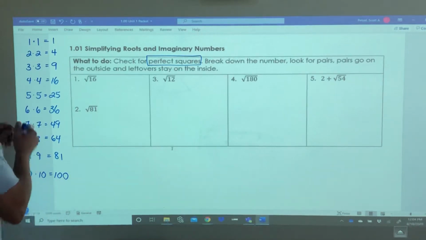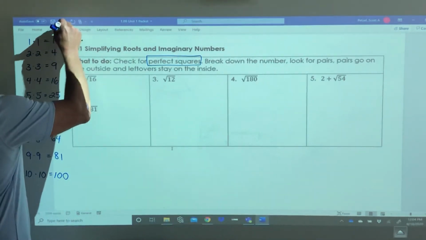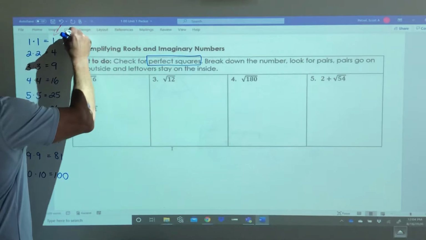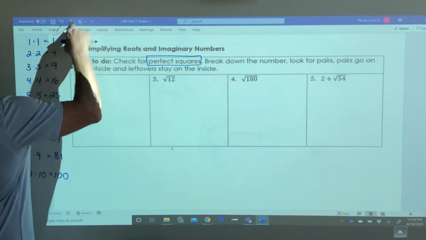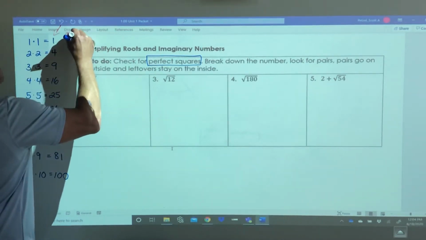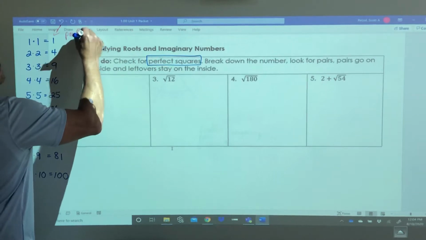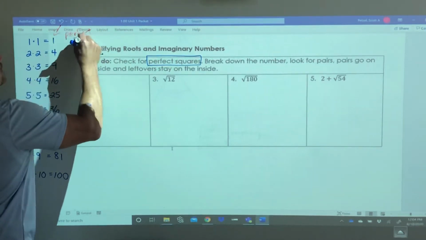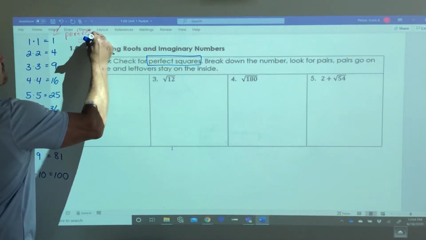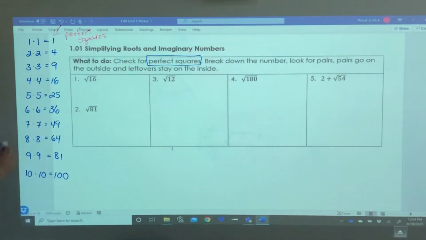These right here are considered perfect squares. Spell perfect squares. Not English class. Those red pens got to go. That's done. All right, all of those are considered perfect squares down that side. So when we look at this stuff, we want to know what are perfect squares.